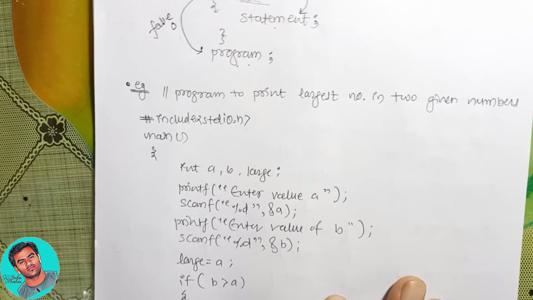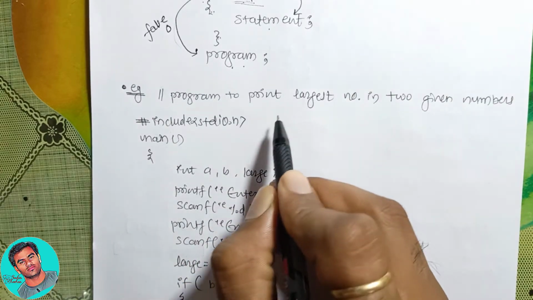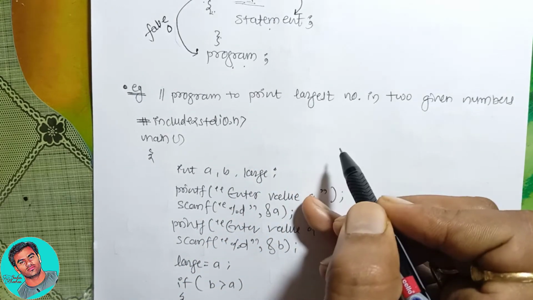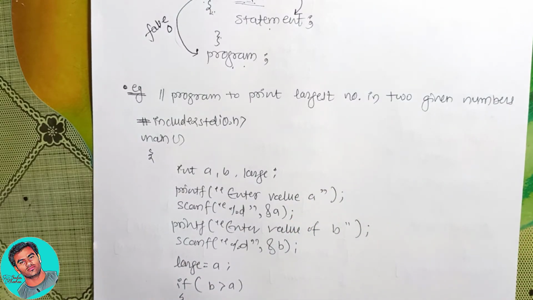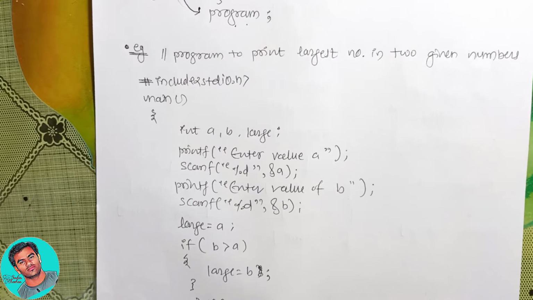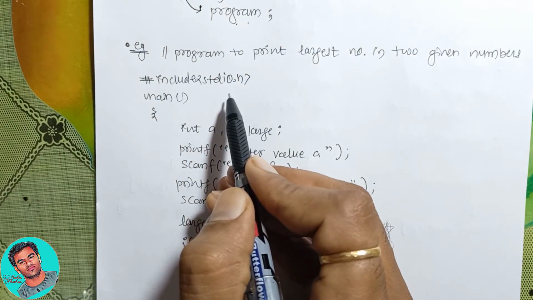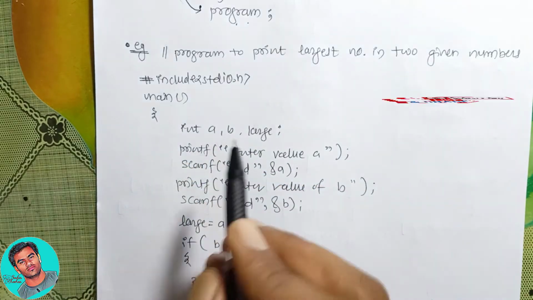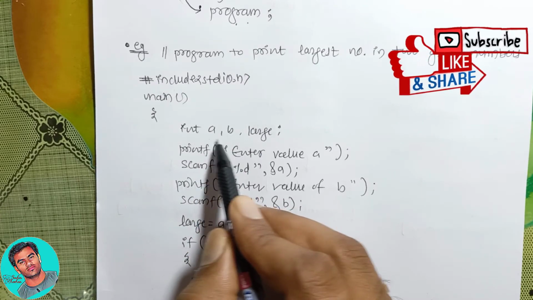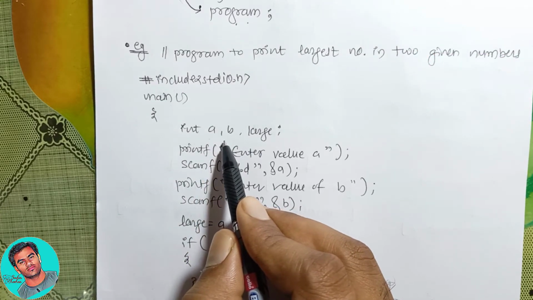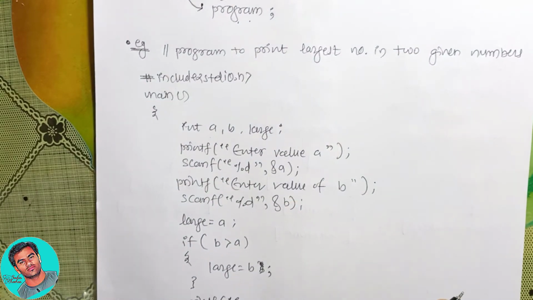Now just look at this program. It is a sample program to print the largest number among two given numbers. We need to find out which number is the largest among two numbers, and both numbers are given by a user. So #include <stdio.h>, a simple statement, then void main, integer a, b and large are the three variables, where a and b hold the values of the user-entered numbers and large is the value which we are going to print among the two.